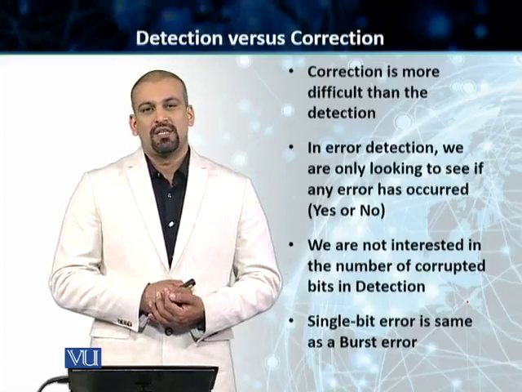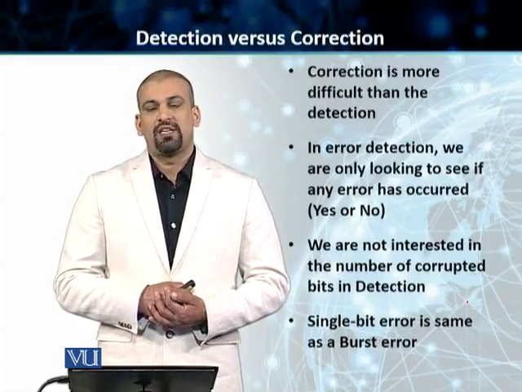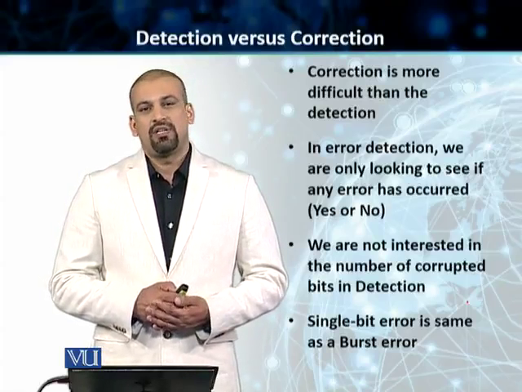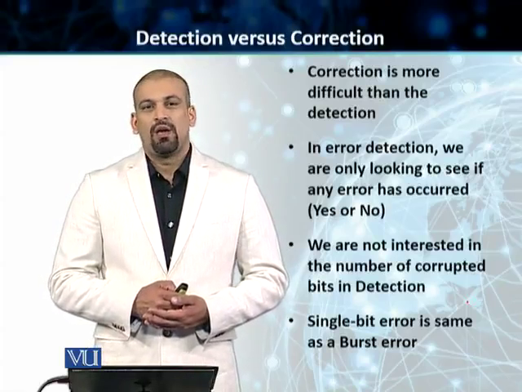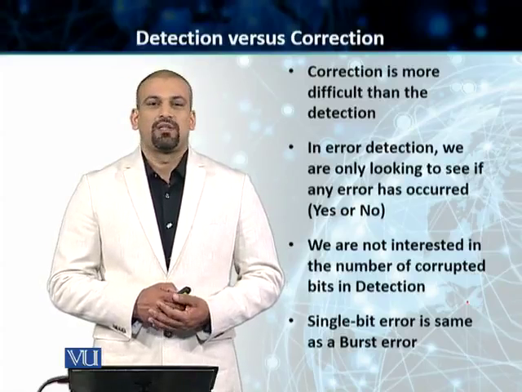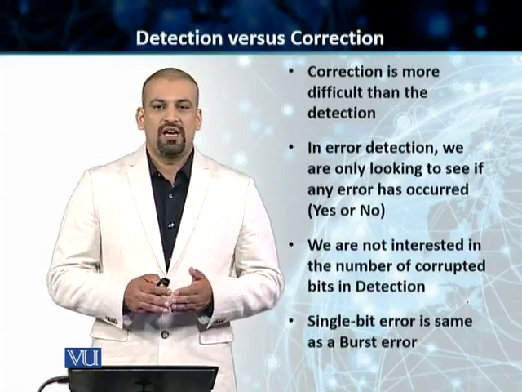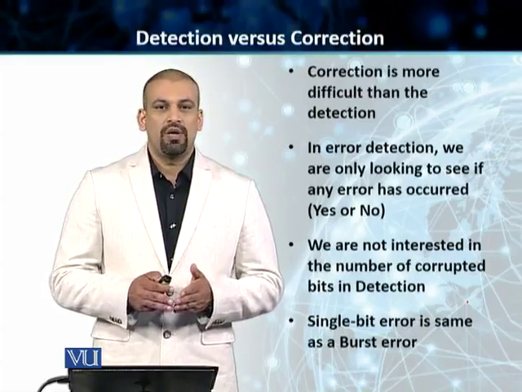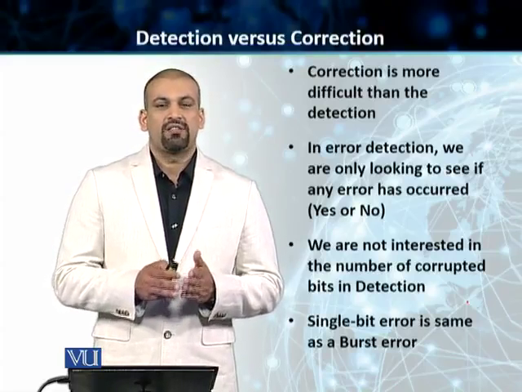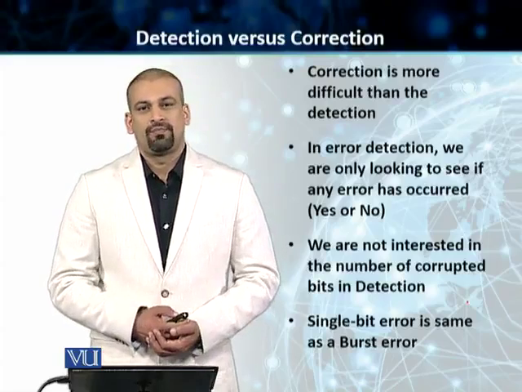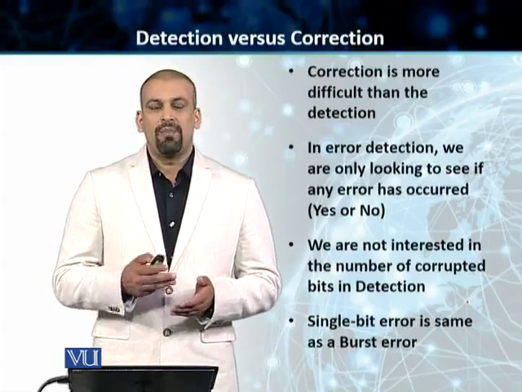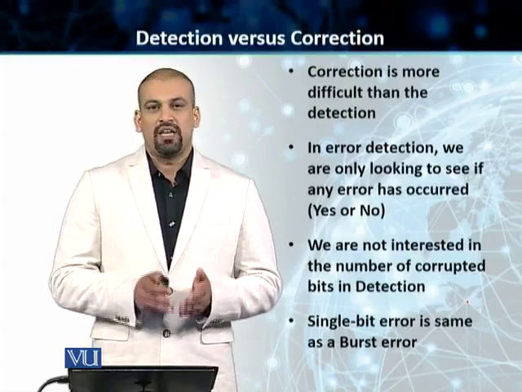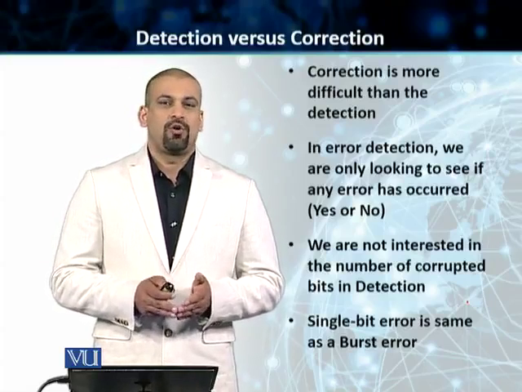Students, next topic is just a little bit about error detection versus error correction. Students, error detection is simple. Error correction is complex. And the reason I say that is because in the process of error detection, all that you need to know is whether an error has occurred or not. So you need to find a mechanism for error detection that at the receiving end can tell you if the error has occurred or not.